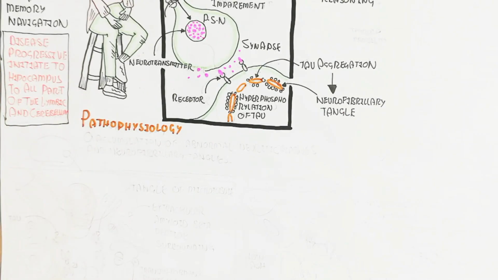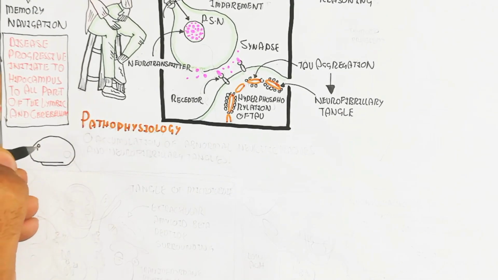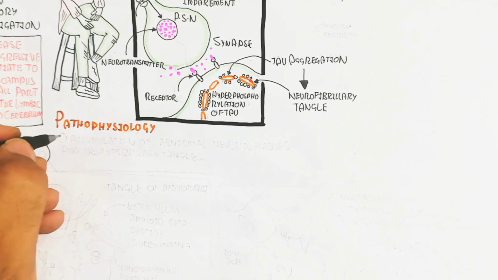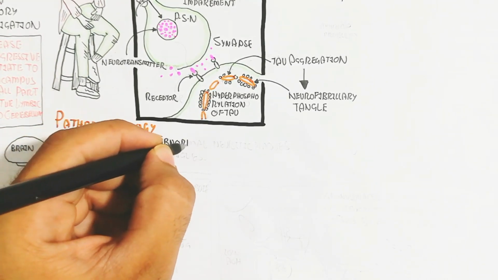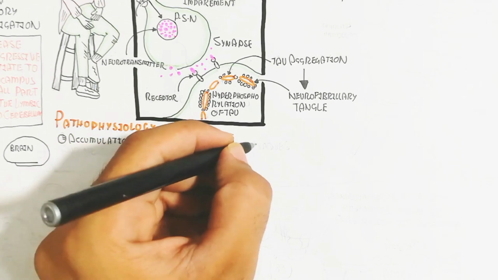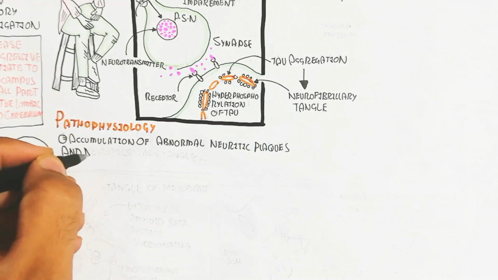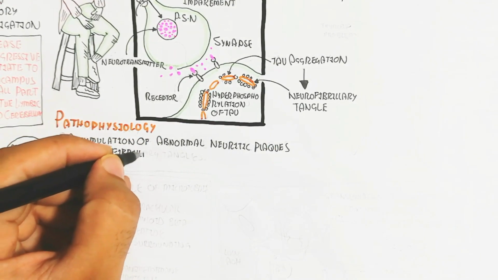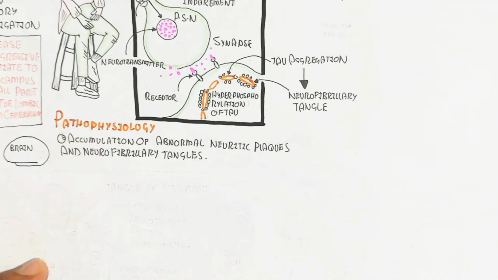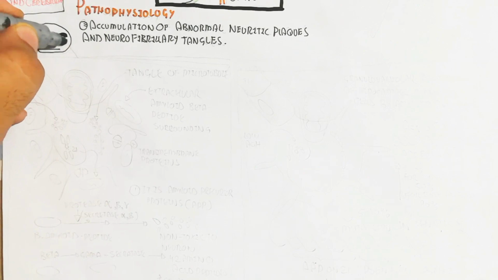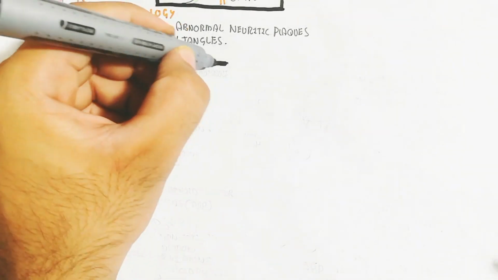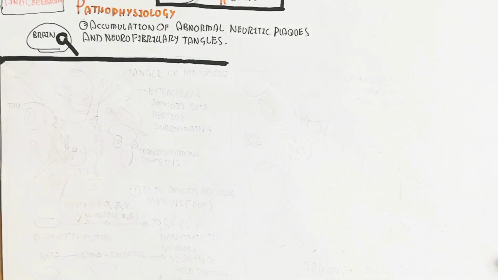So tau aggregation will lead to neurofibrillary tangle formation. This will disrupt the structure of the neuron. But remember, there are other factors that we will also understand. So the pathophysiology of Alzheimer disease is the accumulation of abnormal neuritic plaques and neurofibrillary tangle formation. What is tangle formation? Let's understand that.